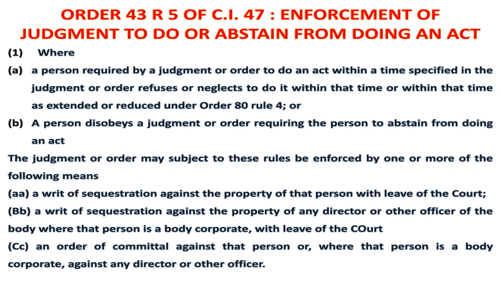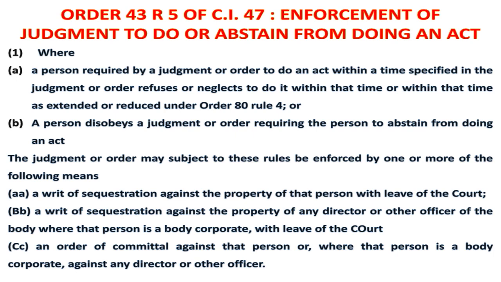Order 43, Rule 5 of the CI 47 is headed enforcement of judgment to do or abstain from doing an act. What it says is that where a person required by a judgment or order to do an act within a specified time in the judgment or order refuses or neglects to do it within that time, or within that time as extended or reduced by Order 80, Rule 4, or a person disobeys a judgment or order requiring the person to abstain from doing an act, the judgment or order may, subject to these rules, be enforced by one or more of the following means.